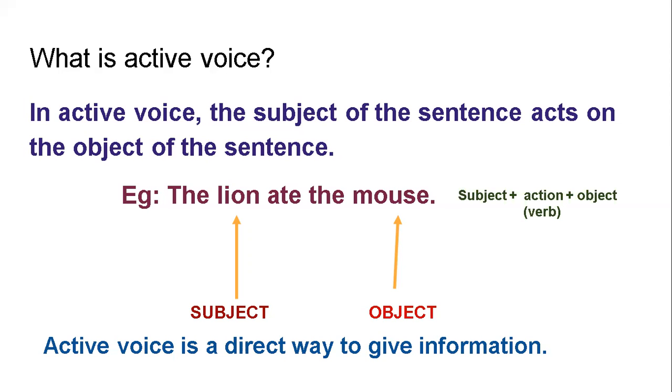What is the structure of active voice? You have a subject, you have the action, which is the verb, and you have the object. Subject plus action plus object. That is active voice. I hope that's very clear to you, because if it isn't, don't move forward. Watch this part of the video again, then move forward.